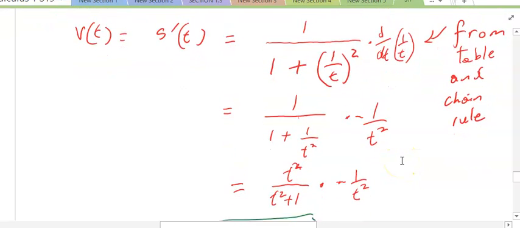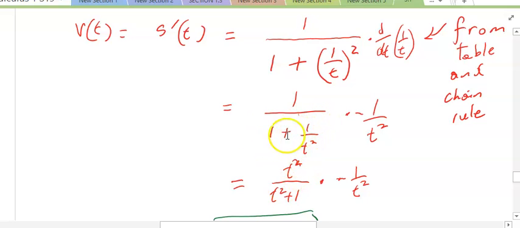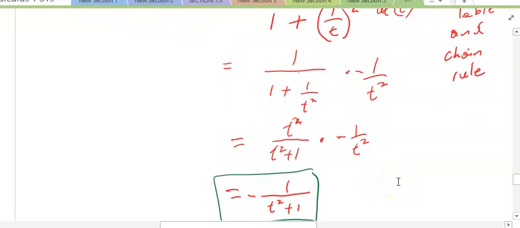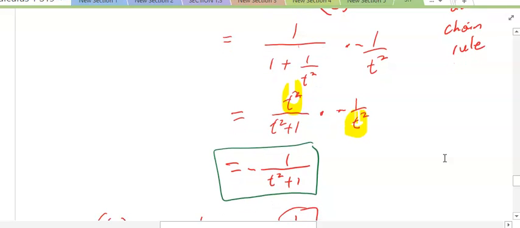And so we have a bunch of fractions to simplify right here. If we look at this first part, 1 over 1 plus 1 over t squared, it's going to be like 1 over t squared plus 1 over t squared. You flip that over because you're taking the reciprocal of that. It's going to be t squared over t squared plus 1. Then multiplying this by negative 1 over t squared, we multiply straight across, and then cancel out stuff. It's easier to cancel here because we see t squared in the numerator and t squared in the denominator. So our final answer would be equal to negative 1 over t squared plus 1, and we are done.